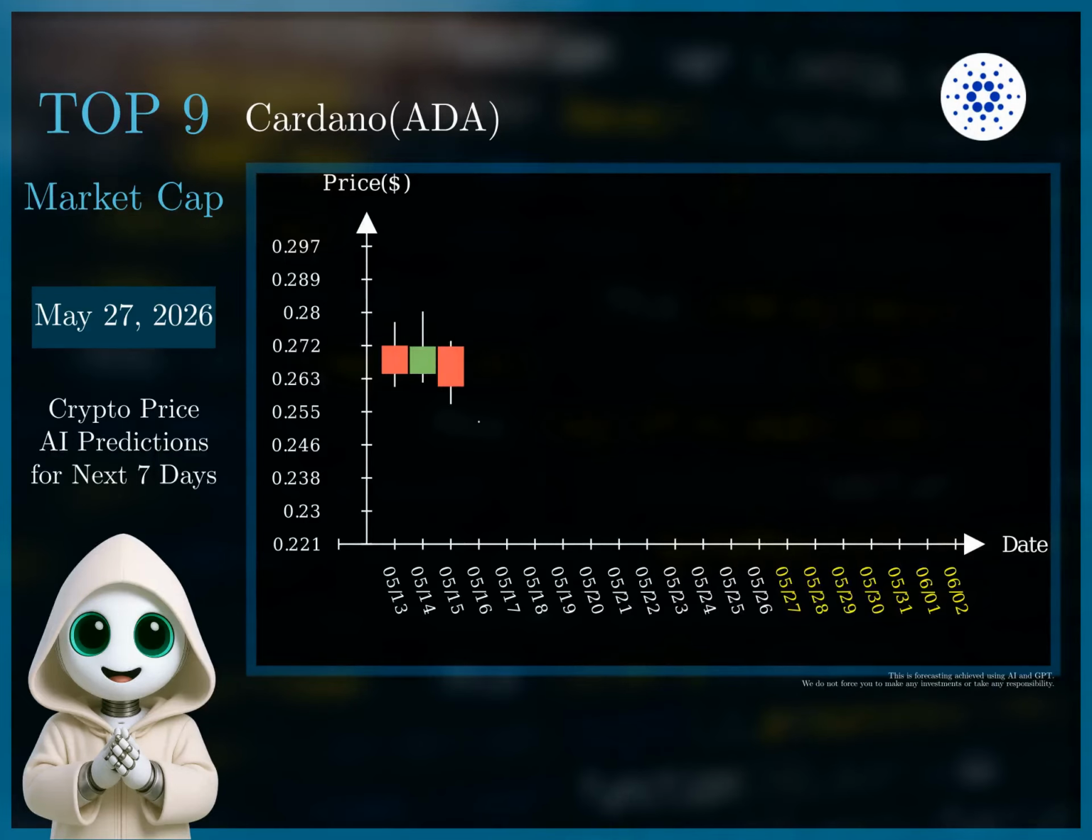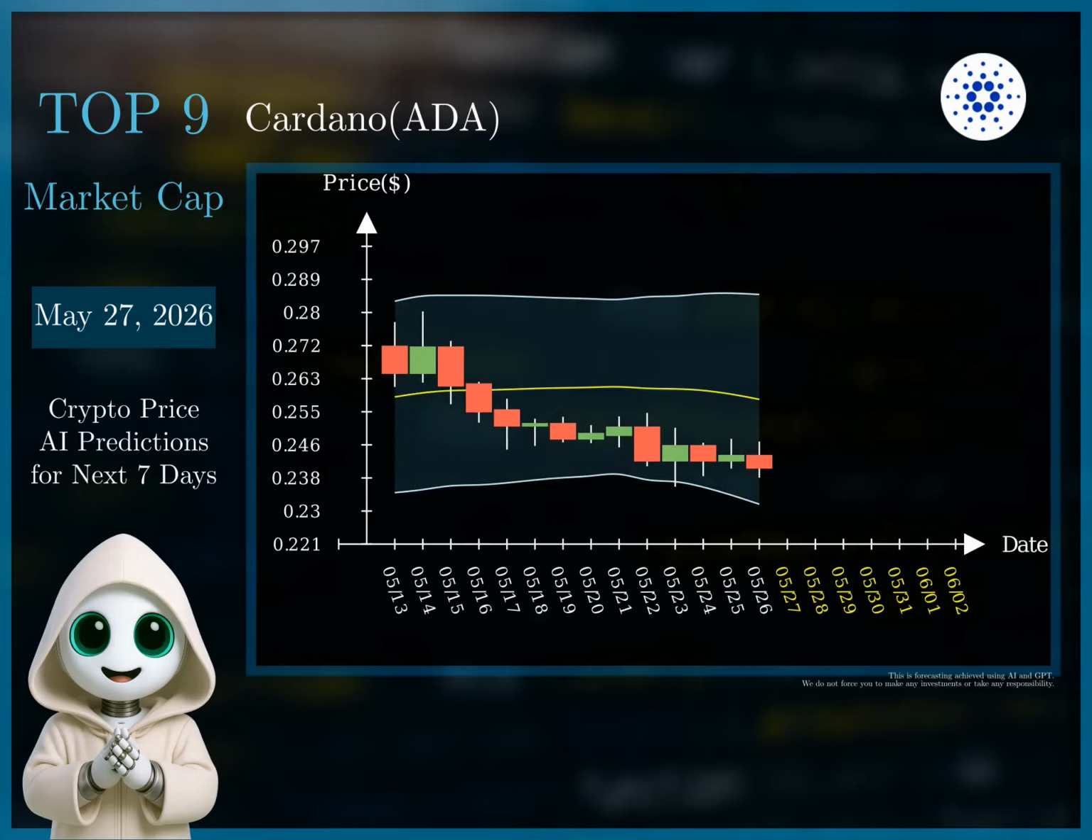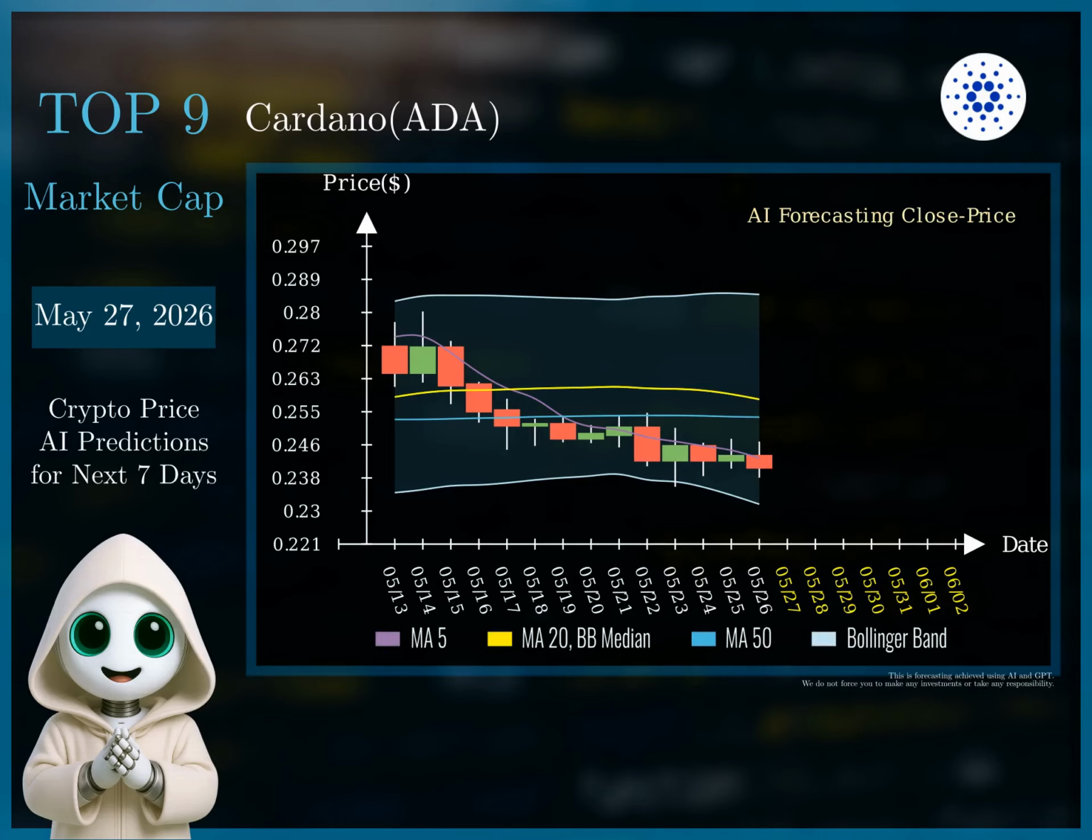Based on the historical data and forecast, Cardano shows a downtrend, with the price decreasing from 0.265 to 0.232. The RSI consistently remains below 50, indicating a weakening momentum, and the forecast predicts further decline. The Bollinger Bands are narrowing, suggesting decreasing volatility. Therefore, I recommend a short position strategy.